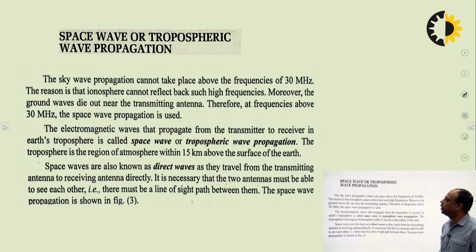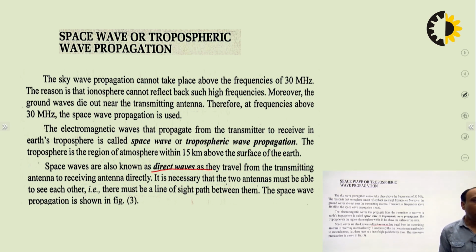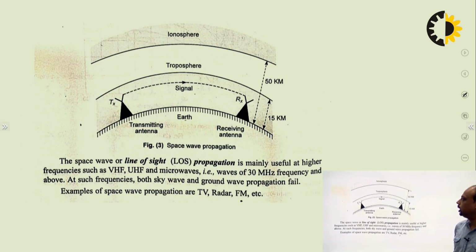The space wave, or tropospheric wave propagation, or space wave propagation. In the case of space wave propagation, there are two types of waves, as we already discussed. Either the wave travels directly from the transmitter to the receiving antenna, or the wave is reflected from the earth's surface and goes back to the receiving antenna.